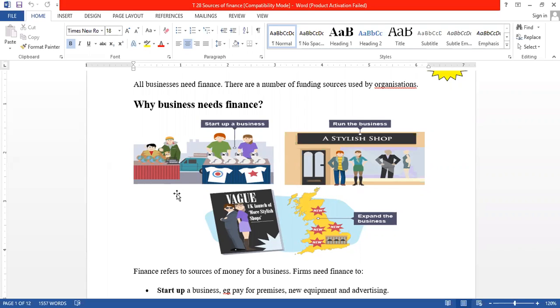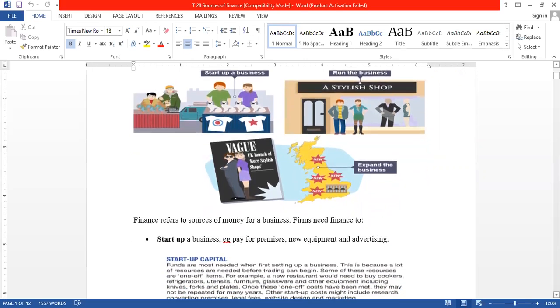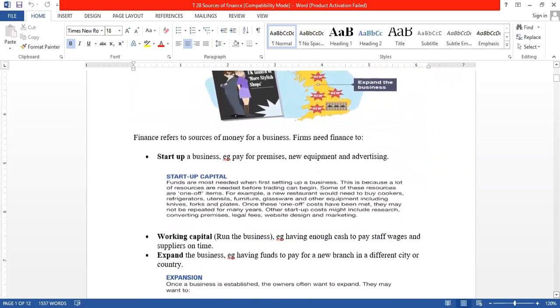So if you believe that your currency value goes down like that, sometimes you have to keep some amount of money with you as a reserve for emergencies. So you can see there are four main reasons why businesses need money. These are the four reasons: startup capital, working capital, expansion, and emergency. So one by one we'll discuss again.